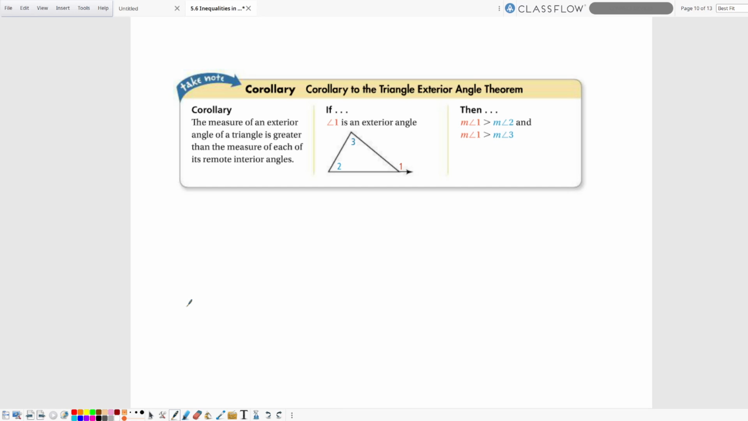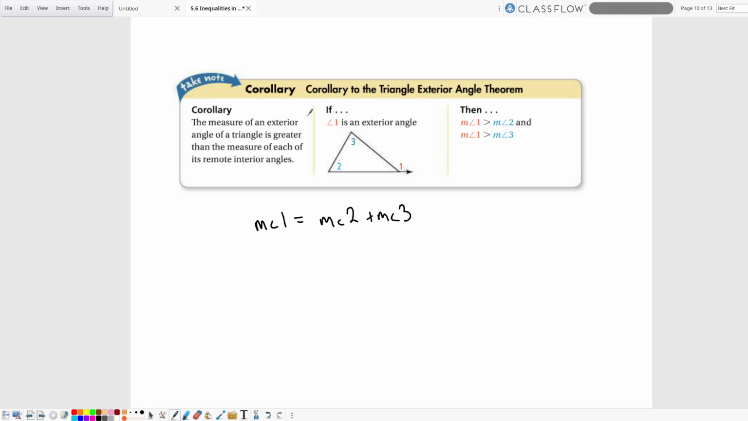Okay, and the very last corollary that we're going to go over is a corollary to the triangle exterior angle theorem. If you think back, we went over the triangle exterior angle theorem, which said if angle 1 is an exterior angle, then the measure of angle 1 is equal to the measure of angle 2 plus the measure of angle 3. It just said that the sum of the remote interior angles is equal to the exterior angle.